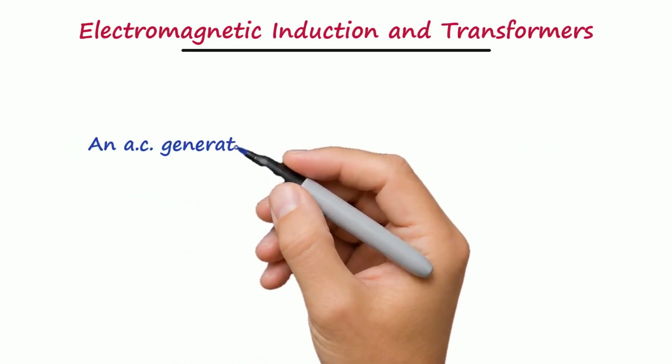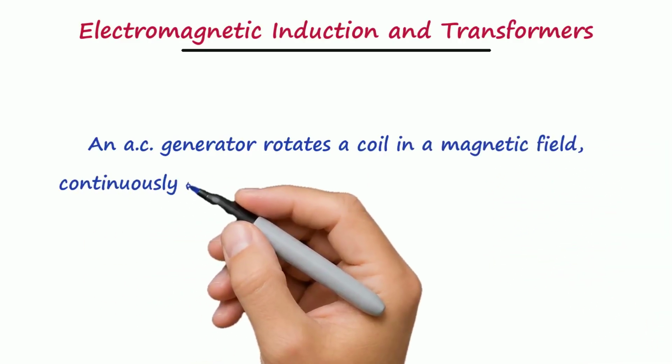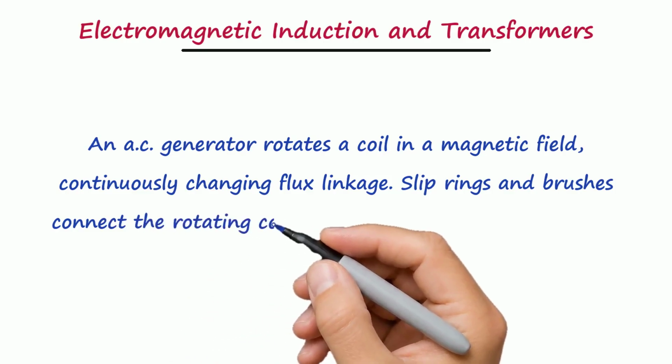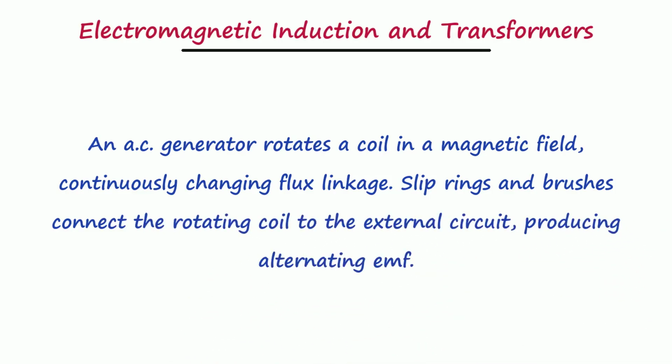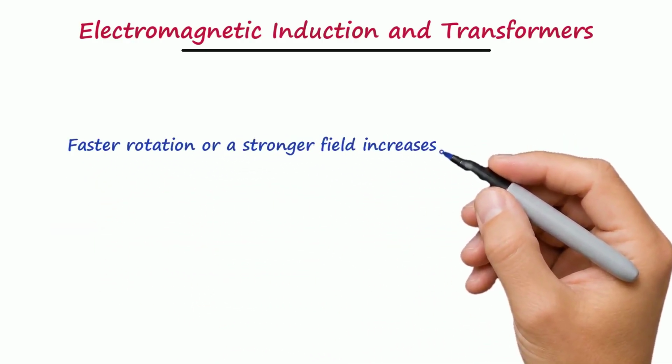An AC generator rotates a coil in a magnetic field, continuously changing flux linkage. Slip rings and brushes connect the rotating coil to the external circuit, producing alternating EMF. Faster rotation or a stronger field increases peak EMF.